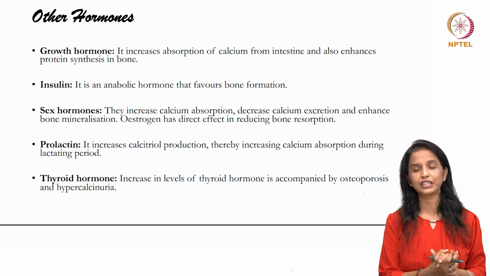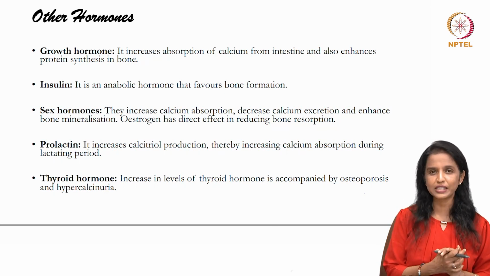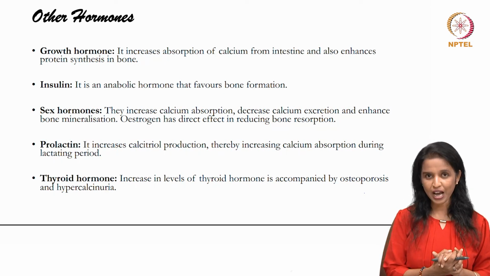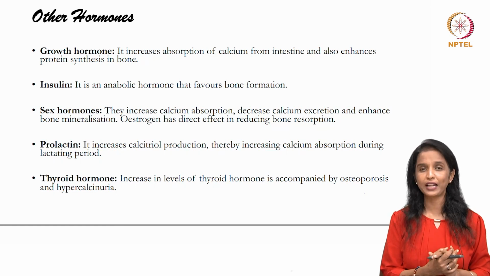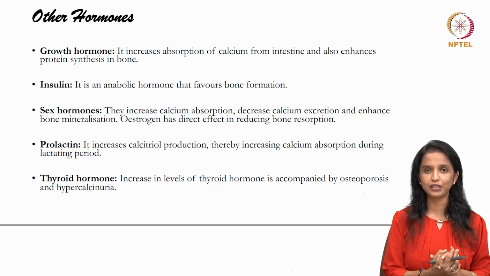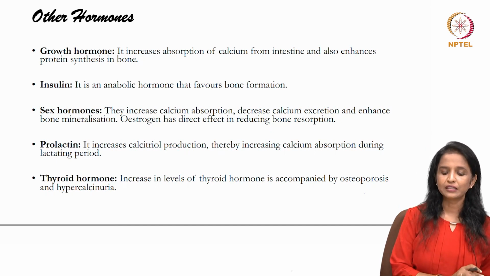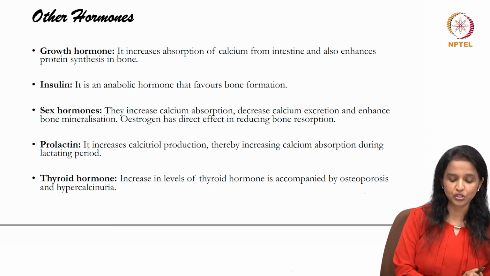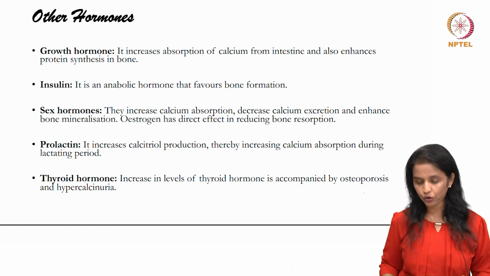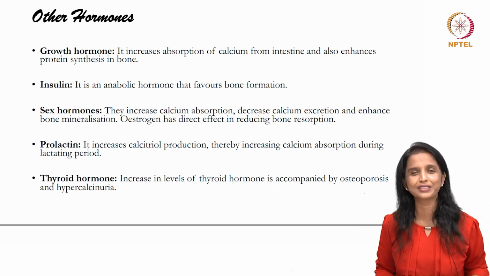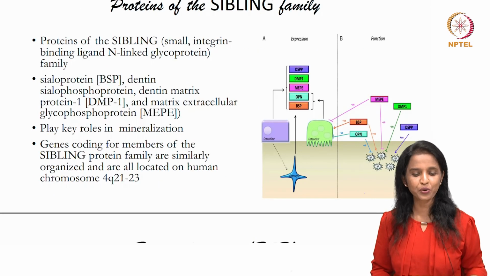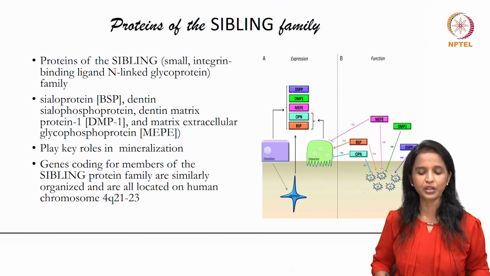Other hormones, in addition to what we saw until now, that is parathyroid hormone, calcitonin, calcitriol and vitamin D, are growth hormone, insulin, the sex hormones, especially estrogen, prolactin and thyroid hormone, which are very important and have a significant role in the mineralization of the hard tissues.